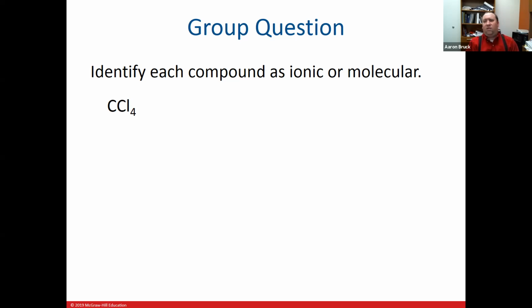All right. Those of you that are participating, yes, this is molecular. Anyone want to tell me why it's molecular? How can we recognize that carbon tetrachloride, CCl4, is molecular? And Rachel and David have nailed it. We've got two nonmetals. We've got carbon, which is a nonmetal, and chlorine, which is a nonmetal. Two nonmetals together, it's a molecular compound. All right, let's try another one.